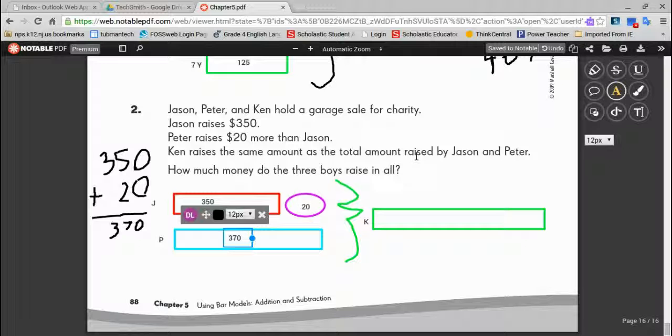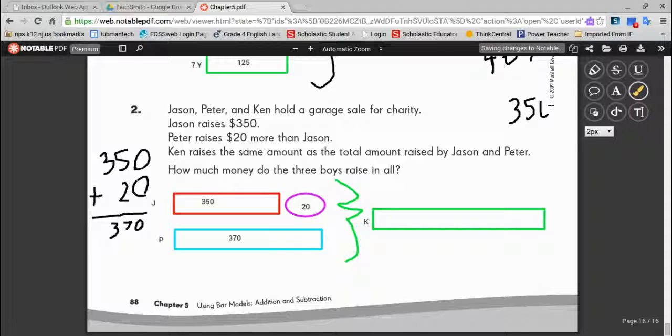Okay, so now I can figure out how much Ken raised. So Ken raised 350 and 370 put together, and that's how much Ken raised. So I'm going to write that right over here. So I need to add 350 plus my 370. Okay, now let's add that together.